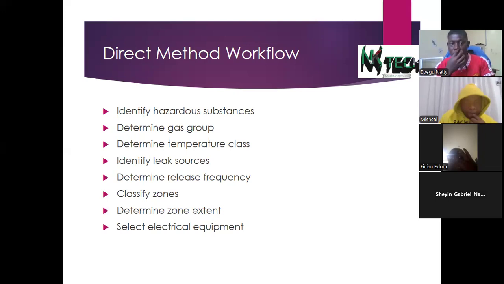Then you determine the temperature range. The temperature is the temperature of equipment, right? You look at equipment that operate at various temperatures. When talking about the temperature, we're also looking at the flash point of the gases, so that any equipment you are placing in that area will not exceed the flash point of that gas. Then also we identify the leak source, determine the release frequency, classify the zone, and also determine the zone extent.